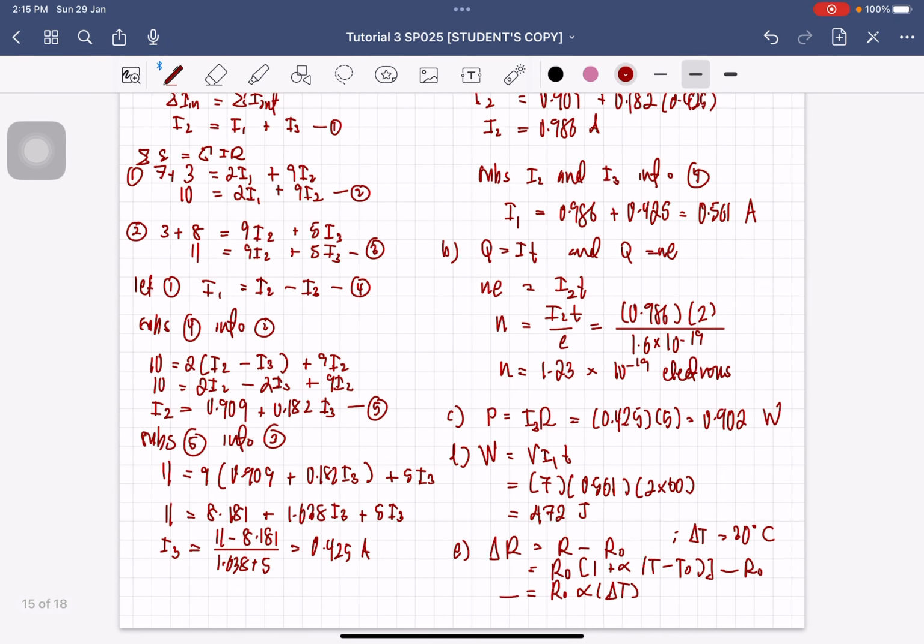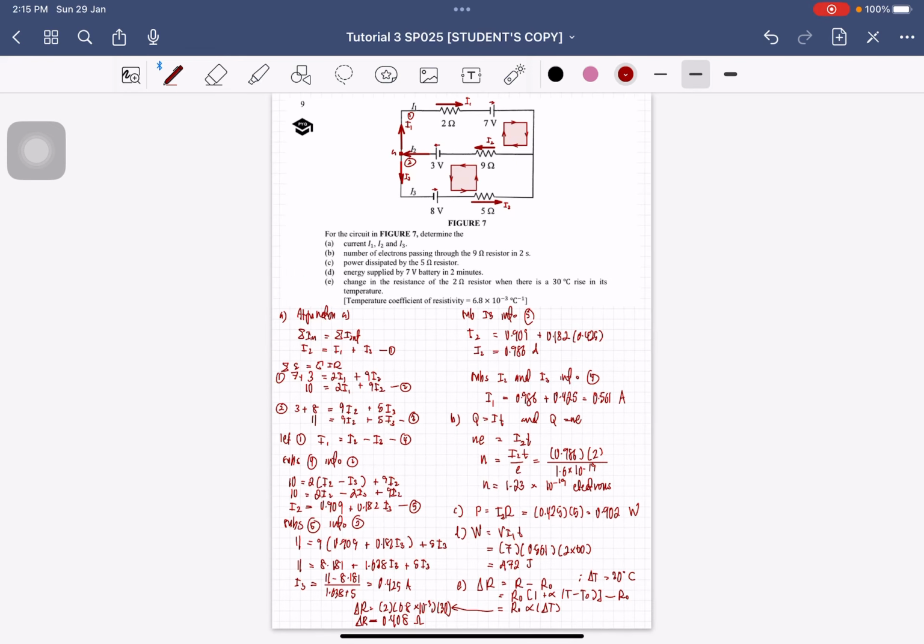So sekarang ni I'm just gonna do it here because tidak muat sudah. So delta R is equal to R naught, which is 2, and then alpha 6.8 times 10 negative 3, delta T is 30, which will then equal to 0.408 ohm. So that is the change in the resistance value when there is a 30-degree Celsius temperature rise. Okay, so this is the solution for question number 9.